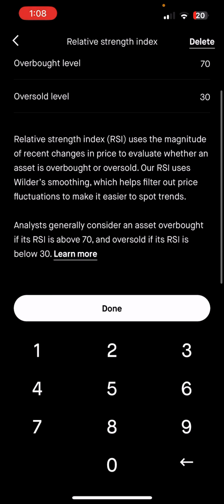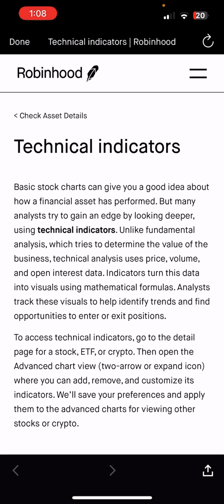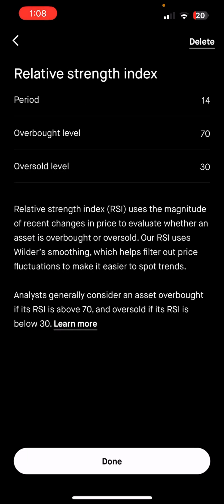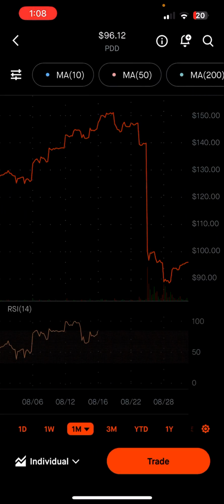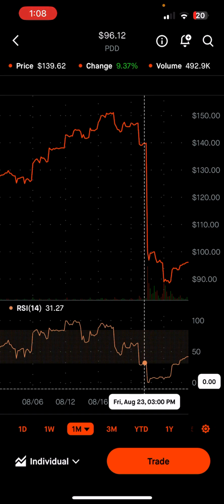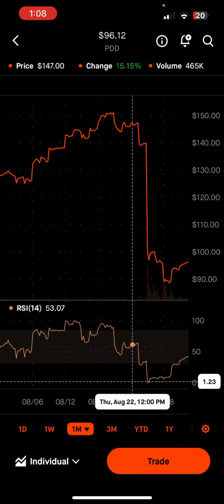And if you want to read more about RSI and the other indicators, you could hit learn more, and it goes into detail how they work. So anyways, now that we have this set up, you could see that it sets up this chart on the bottom. And the way RSI works, it works pretty linear with the actual price of the stock. So RSI is low when the stock is low, and RSI is high when the stock is high.